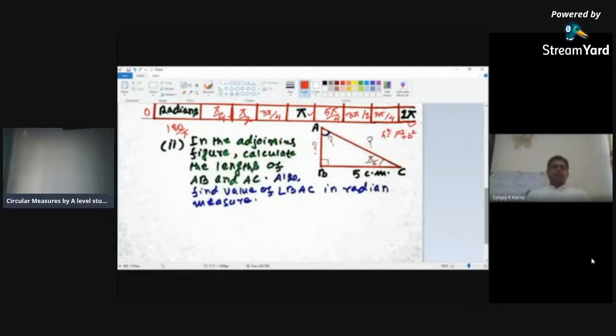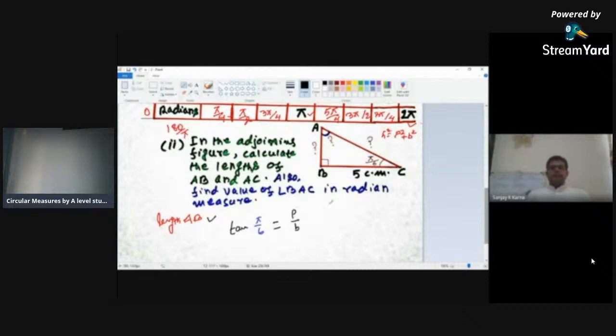So in this figure, you have to calculate the lengths of AB and AC. How do we calculate the length of AB first of all? First of all, I'm concerned with finding the length of AB in this case. In order to find the length of AB, we use tan of pi by 6, because it requires the ratio of the perpendicular to the base, and this is defined as tan of that angle.